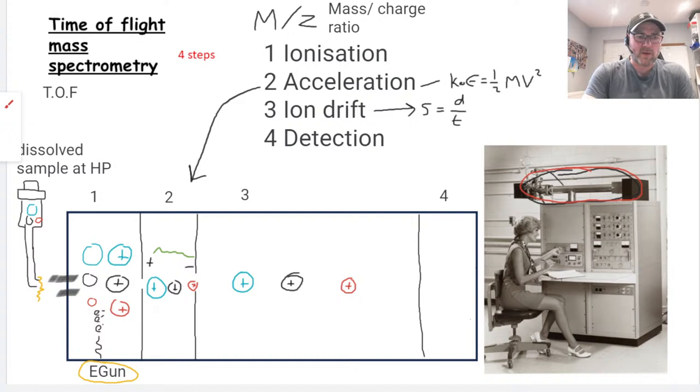The final part of time of flight spectrometry is called detection. And what happens with detection is basically this is a negative plate full of electrons. And as the ions touch it, they kind of become discharged.